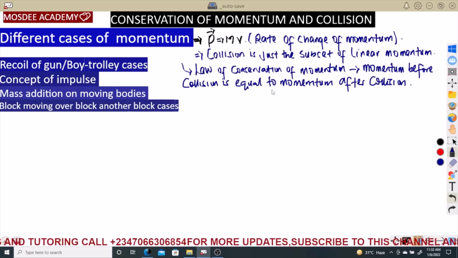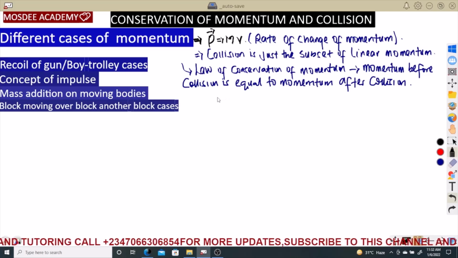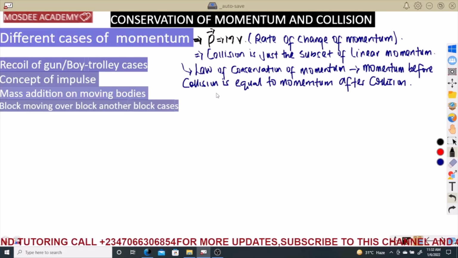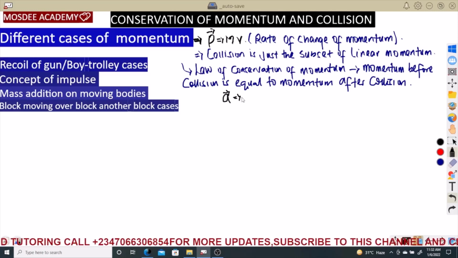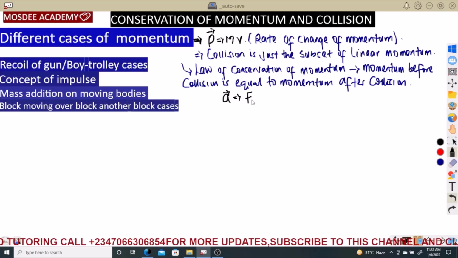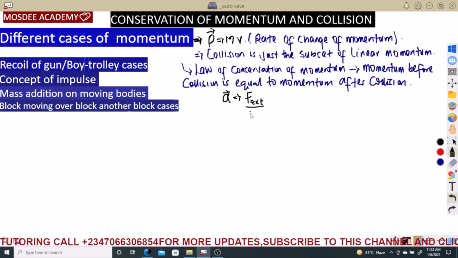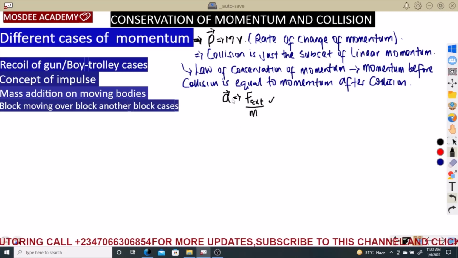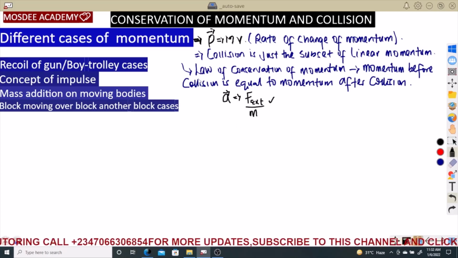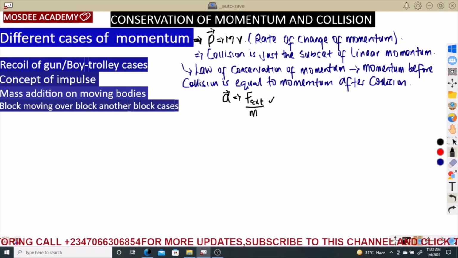So, and we've also studied, remember that from our second law of motion, that the acceleration of a body, acceleration is a vector quantity, is given as the sum of the forces, that is the external force acting on the body, divided by the mass of the body. So that is F equals ma, which we have also studied before. All these things are what we are going to be putting in context to understand different cases of momentum.